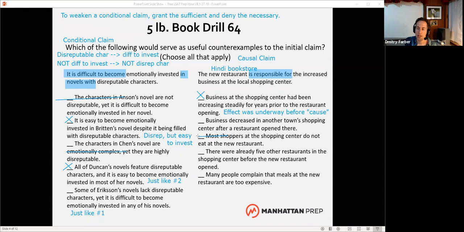Because it's a new restaurant, it's not about increased business for the restaurant. It's about increased business for the mall, for the shopping center. They're saying, hey, why is there more business here? Because of the new restaurant. And so it's a typical case of correlation and causation.